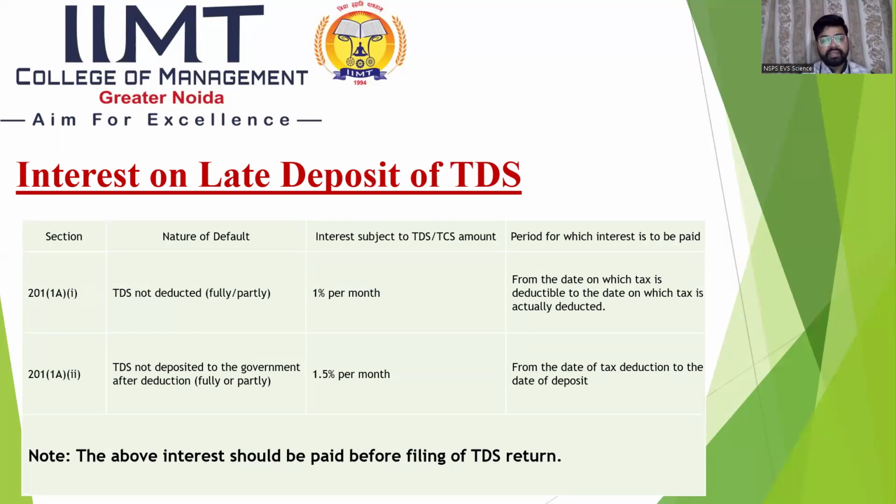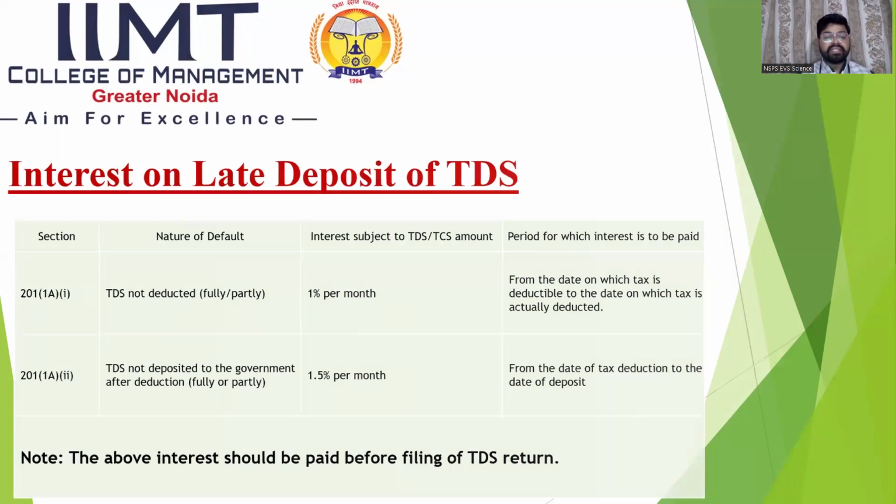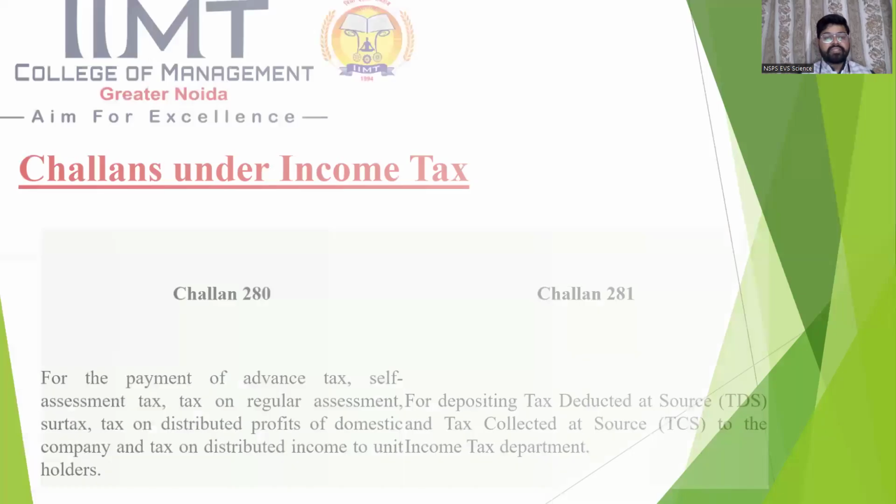The penalty is higher, that is 1.5% per month from the date of tax deduction to the date of deposit, not from the prescribed date of deposit to the actual date of deposit. It is from the date of tax deduction to the date of deposit. It is the penalty for those days. The above interest should be paid before filing the TDS return in the next month.